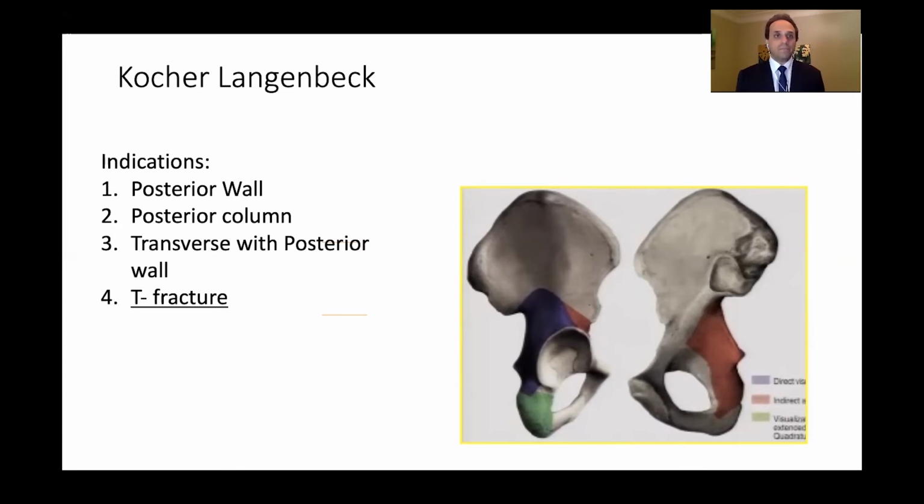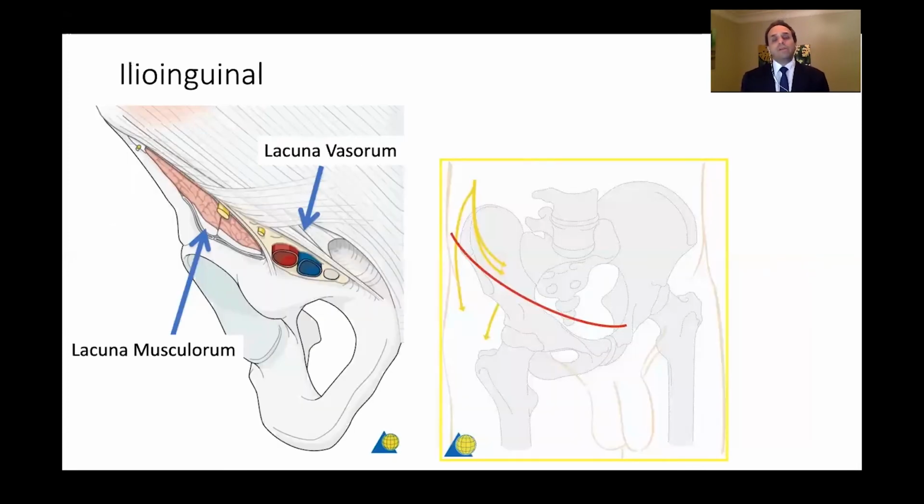The ilioinguinal, this is an approach that is anterior, so mainly aiming at anterior fractures. We have three windows: one lateral window in the iliac fossa, one medial window in the cave of Retzius, and one middle window between the lacuna musculorum, which is the fascia containing iliopsoas and femoral nerve, and the lacuna vasorum, which contains the external iliac vessels.